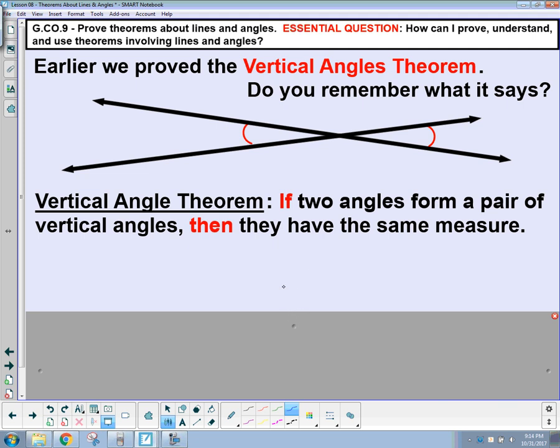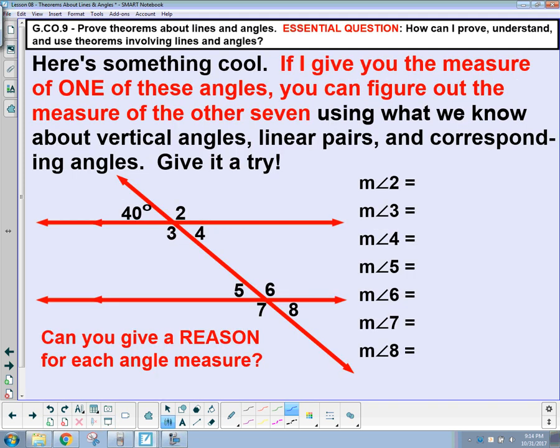So here's something cool. If I give you the measure of one of these angles, and in this case I'm giving you the 40, you can figure out the measure of the other 7 using what we know about vertical angles and linear pairs and corresponding angles. Give it a try.